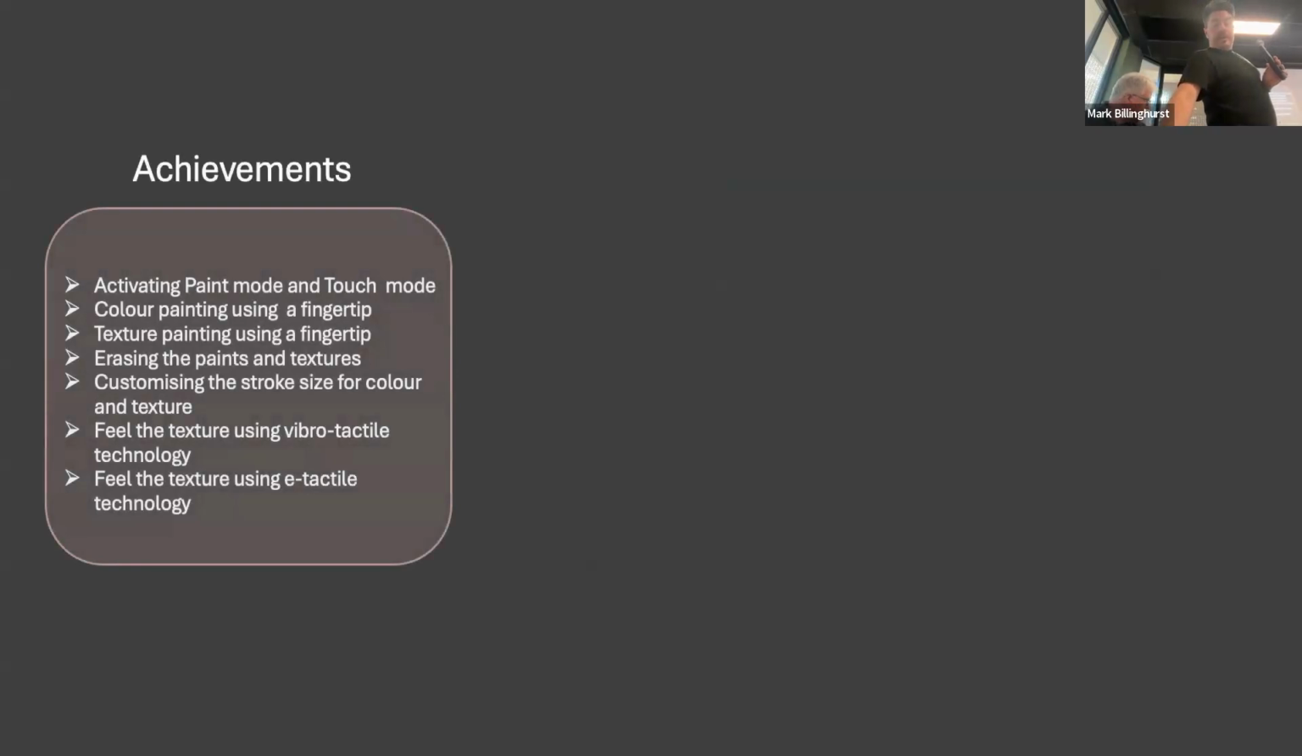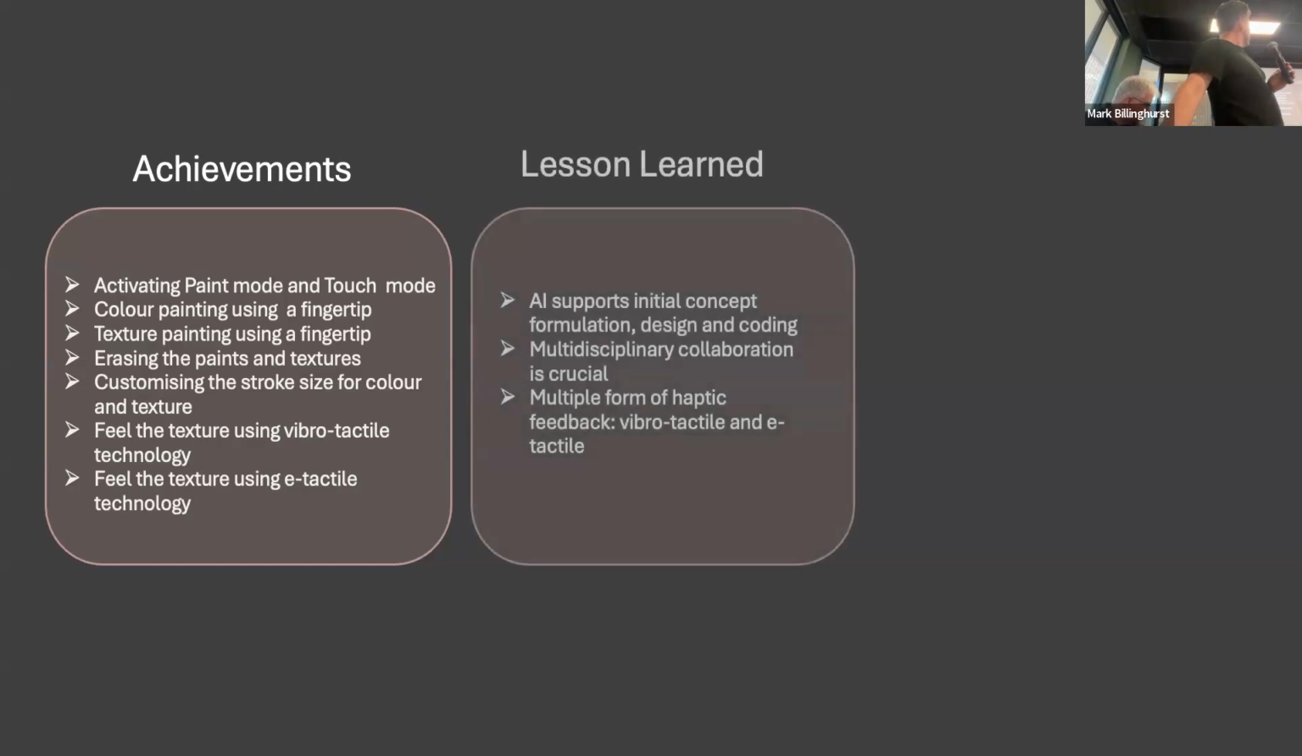Okay. What did we achieve? Well, I think I've already described this. We got color, we got texture. We can erase things with the eraser tool. We can change the stroke size. You feel the textures through vibration, and we had intended to incorporate the e-tactile into this as well, and that sort of forked off into its own side project that I was fiddling with up until about an hour ago. So that's a different thing. You can try that out as well if you like. It didn't actually make it into the main painting application, but it kind of sort of works.